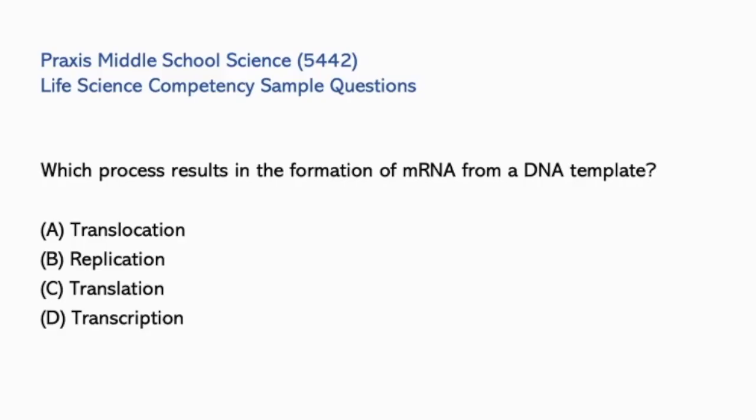Which process results in the formation of mRNA from a DNA template? A. Translocation, B. Replication, C. Translation, or D. Transcription. A helpful mnemonic is DNA to RNA equals transcription, RNA to protein equals translation. So let's walk through the process of elimination.